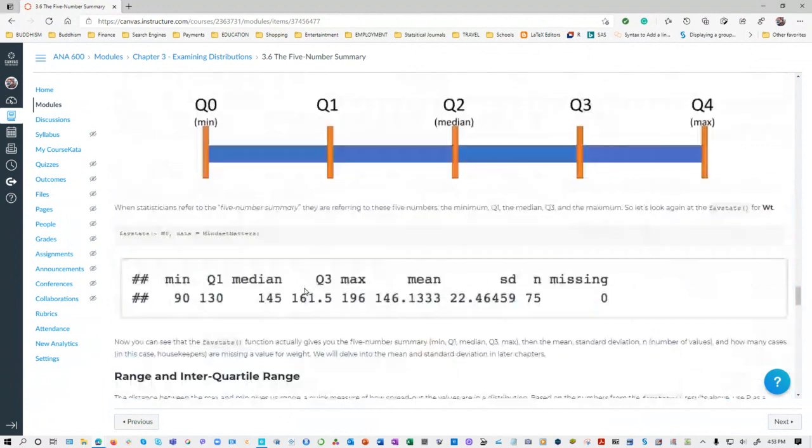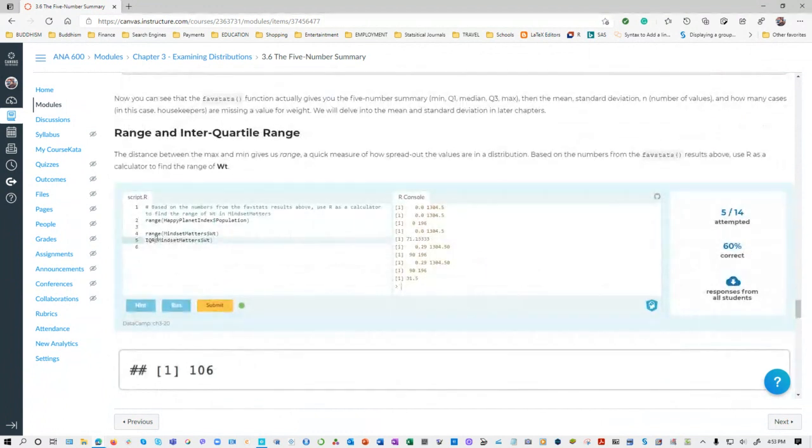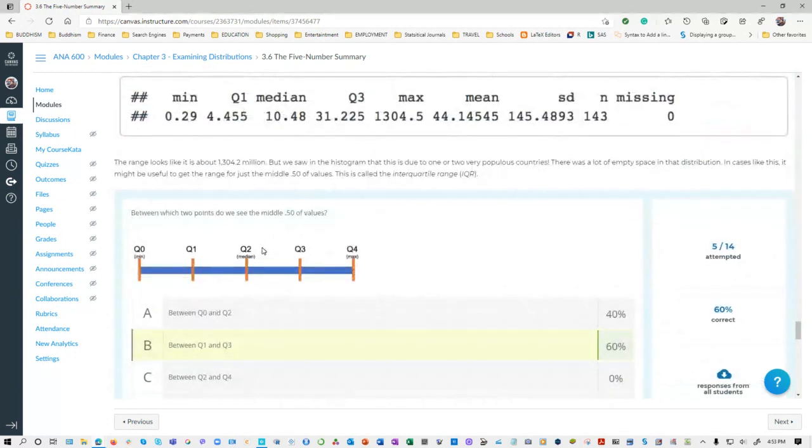See, the IQR is 31.5. That means the difference between Q3 and Q1. Q3 minus Q1 is 31.5. The range is 90 to 196. If you want, you can get Q1 and Q3 and then take the difference to find the IQR, or just use the code to find this one. That would give you the range of the data. This would give you the range of the quartiles. That's what is called the quartile range.